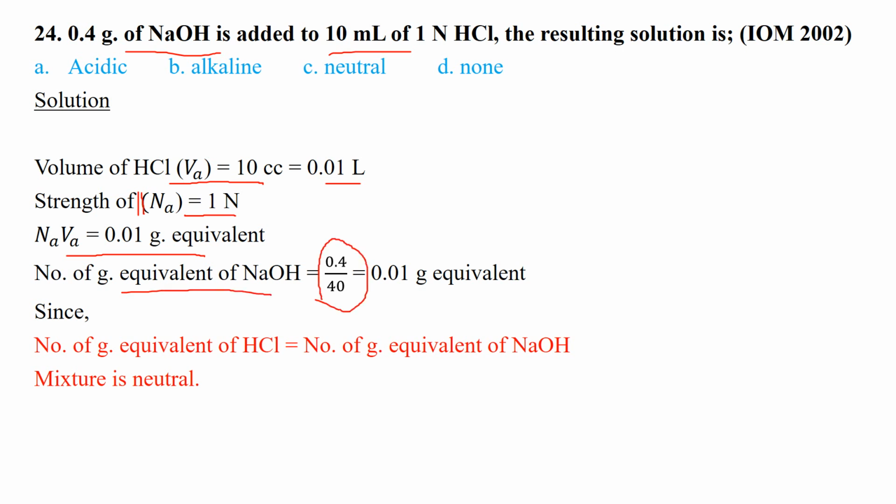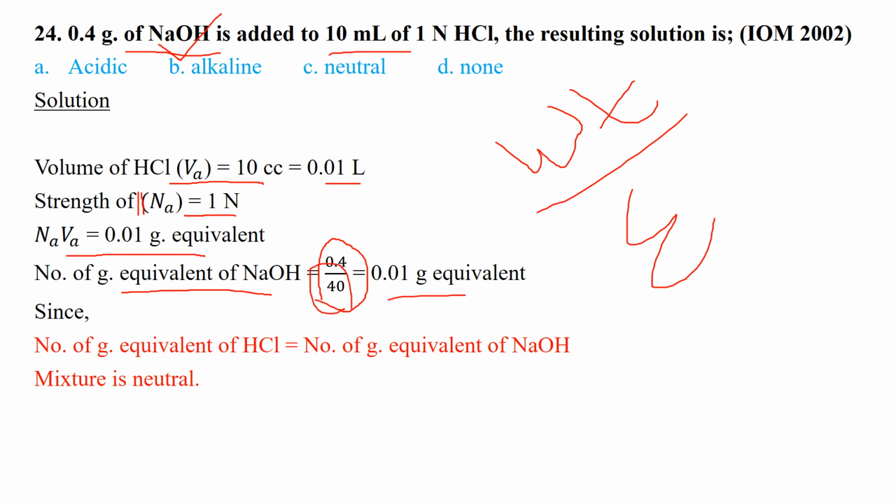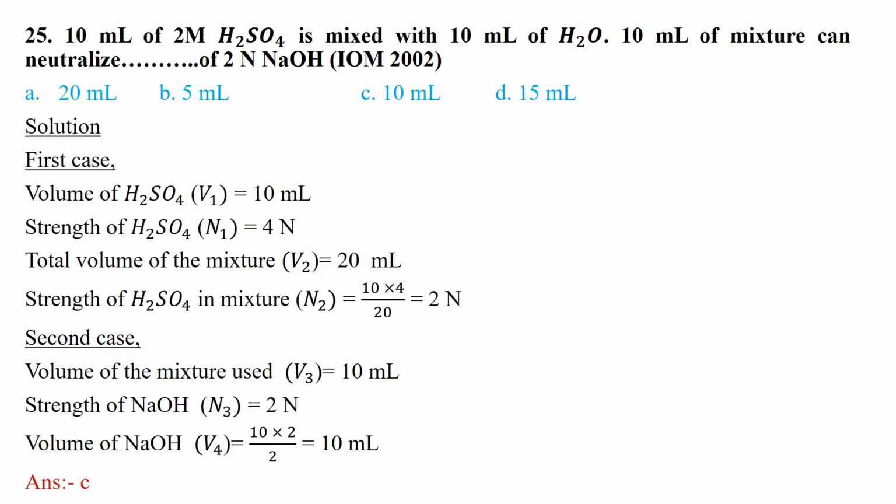The number of gram equivalents of NaOH should be calculated using this formula: number of gram equivalents is equal to weight divided by equivalent weight. Weight of NaOH given is 0.4 gram and equivalent weight of NaOH is 40. So the answer will be 0.01 gram equivalent. In case of acid, 0.01 gram equivalent, and in case of base, also 0.01 gram equivalent. So the mixture will be neutral, because the number of gram equivalents of HCl is equal to the number of gram equivalents of NaOH. Next question.